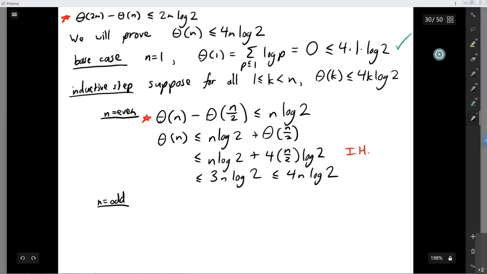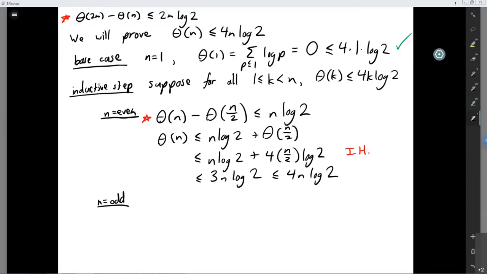Next, we have to check and see if it works when n is odd. So if n is odd, we can't start the same way, because n over 2 is not an integer. And we proved this statement up here only for integers n and 2n. Because if we go back to the previous slide, the role n played was the bottom of a binomial coefficient. And we can't plug in something into the bottom of a binomial coefficient that's not an integer. So we have to be a little careful for the n odd step.